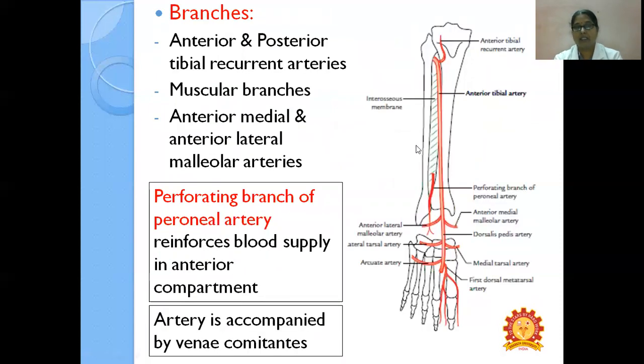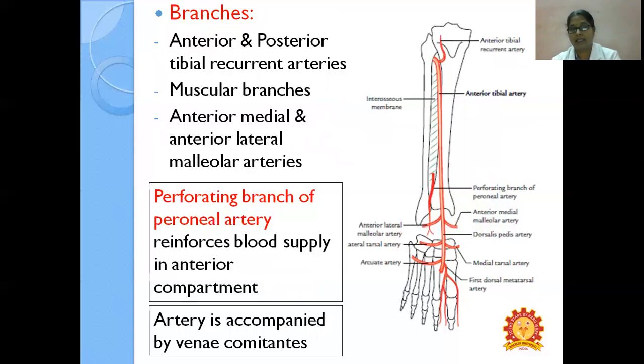What are the branches? The branches are the anterior and posterior tibial recurrent arteries. You can see here, this is the anterior and this is the posterior tibial recurrent artery. Apart from that, we have muscular branches, then the anterior medial and anterior lateral malleolar arteries. So these are the branches of the anterior tibial artery.